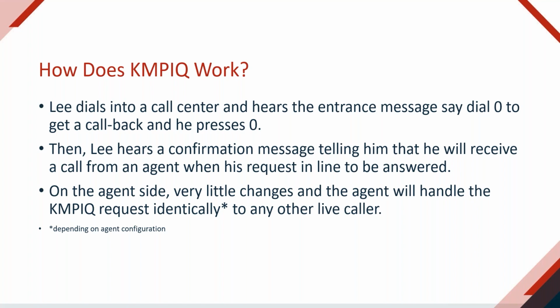Lee then hears another message, a confirmation message. This message is telling him that he's going to receive a callback from an agent when his request is next in line to be answered, and that he can go about his day. The system will then hang up on him, Lee goes about his day, and then when an agent's available, the agent will call Lee, and then Lee can get served.